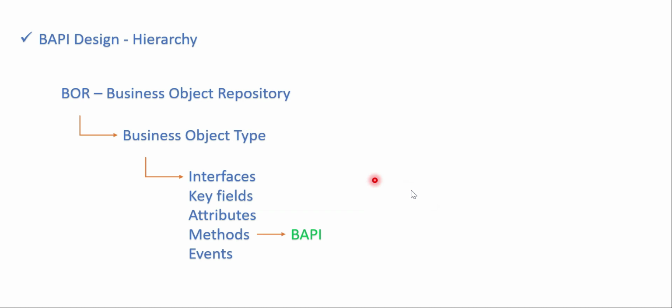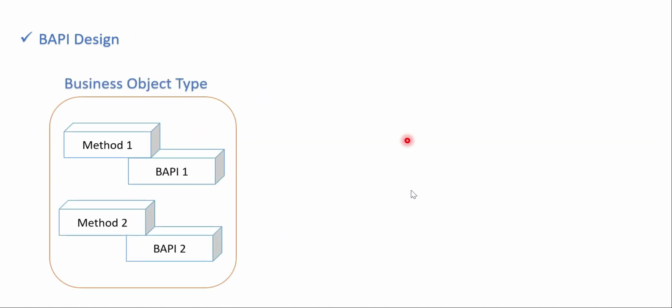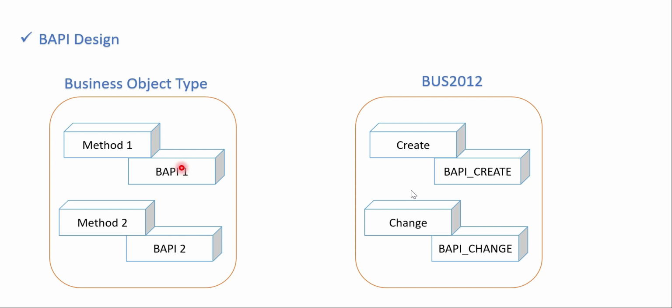So, BAPI design. How does it get designed? We'll go a little further down to understand how BAPIs are designed. One business object can have n number of methods. Every method is associated with one BAPI. An example is BUS2012, where business objects normally start with BUS.